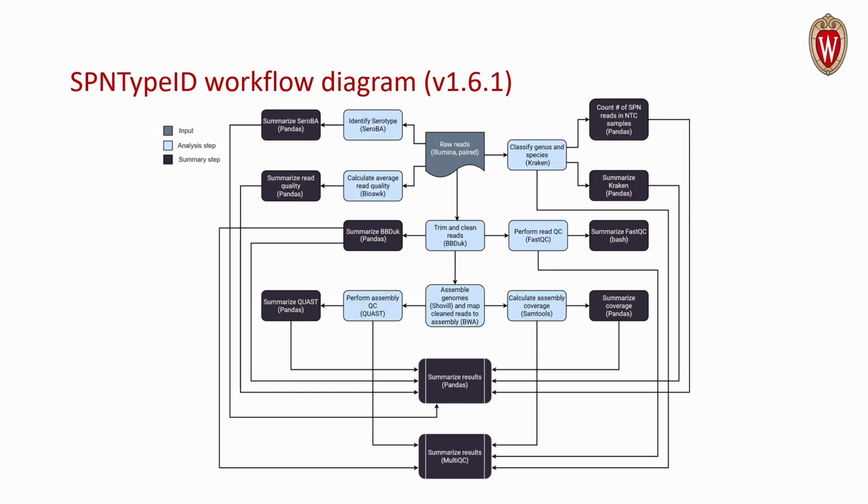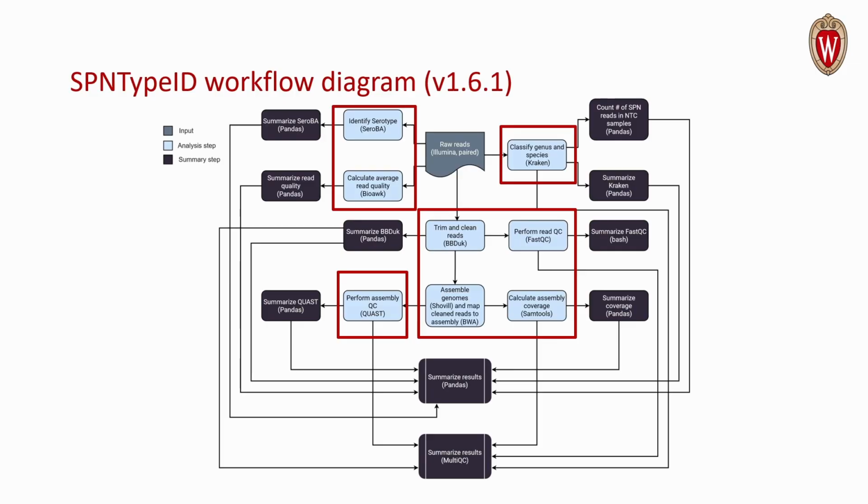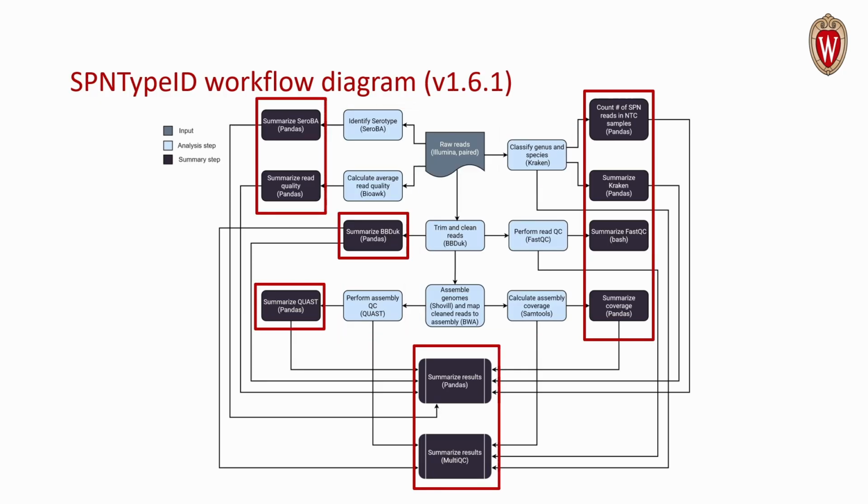So this is a diagram of SPNTypeID, specifically version 1.6.1. I'm not going to go through every single step in this diagram, but I do want to highlight different parts of it. Here we have the input I mentioned previously, which are raw Illumina reads that are paired, colored in gray. Here we have these various analysis steps, such as serotyping, its main purpose, genome assembly, read trimming and cleaning, calculating coverage and other quality statistics, and the classification of genus and species, things such as that. And then we have these summary steps, which take the results of the different analysis steps and summarize them so that they can go into the final report.